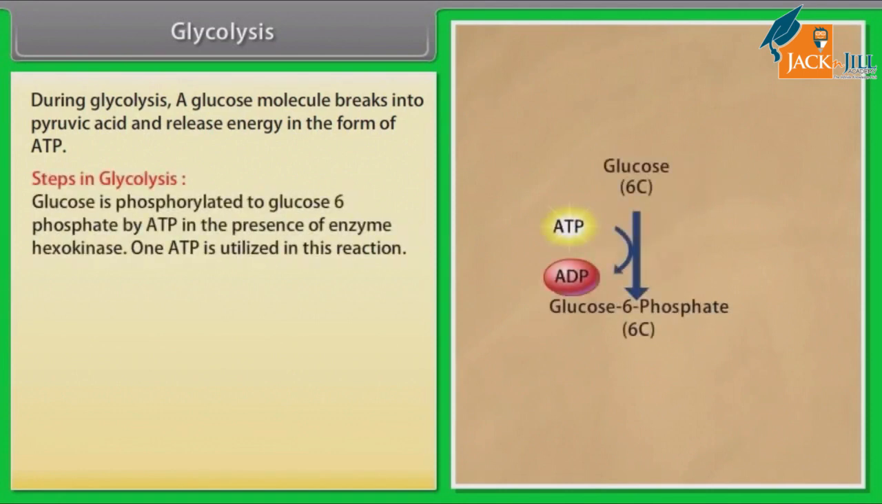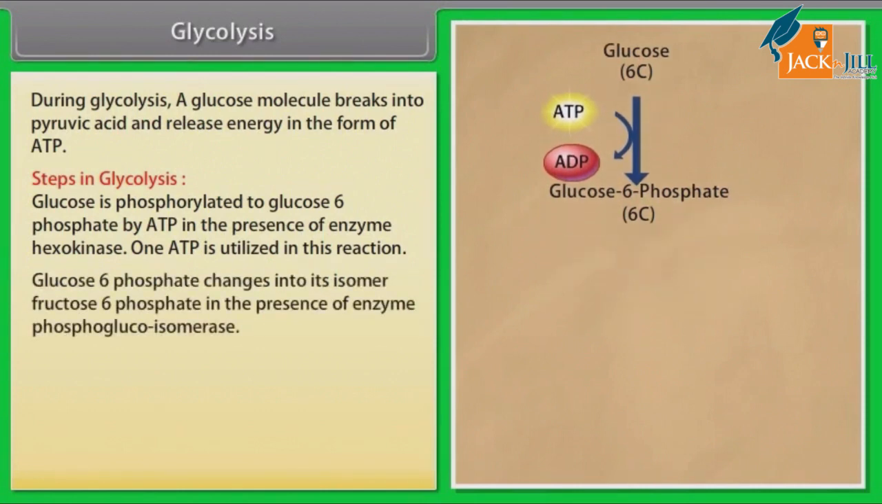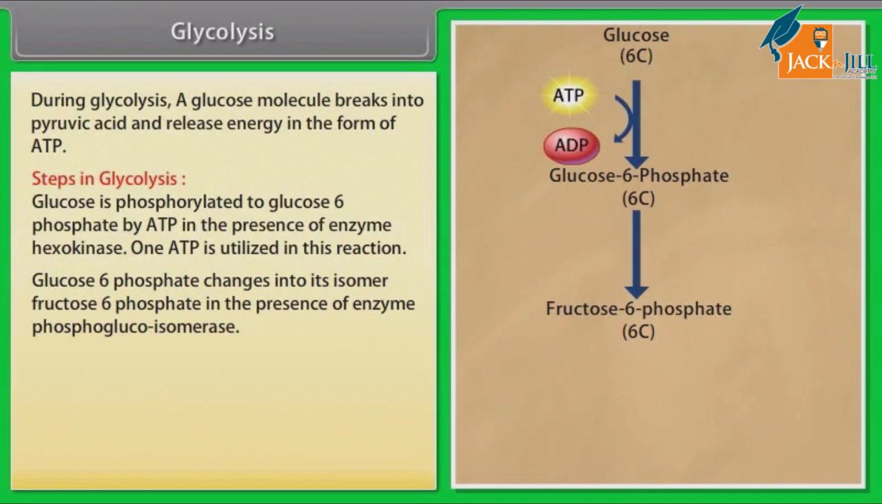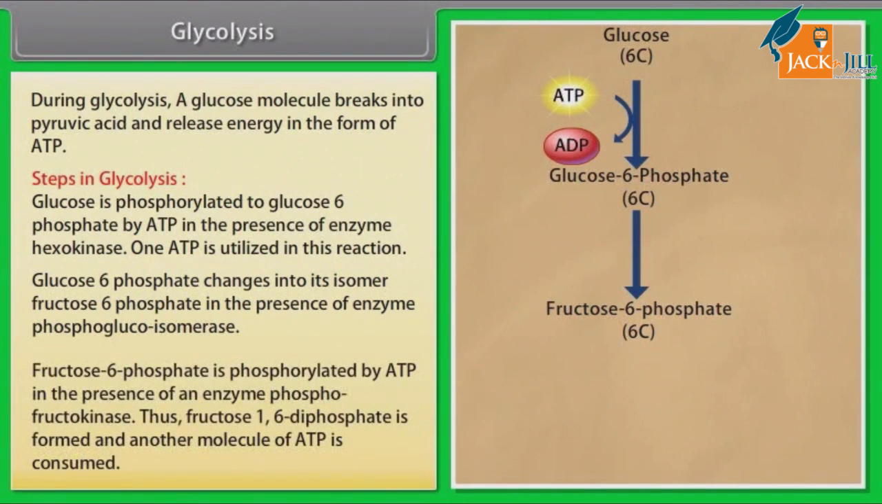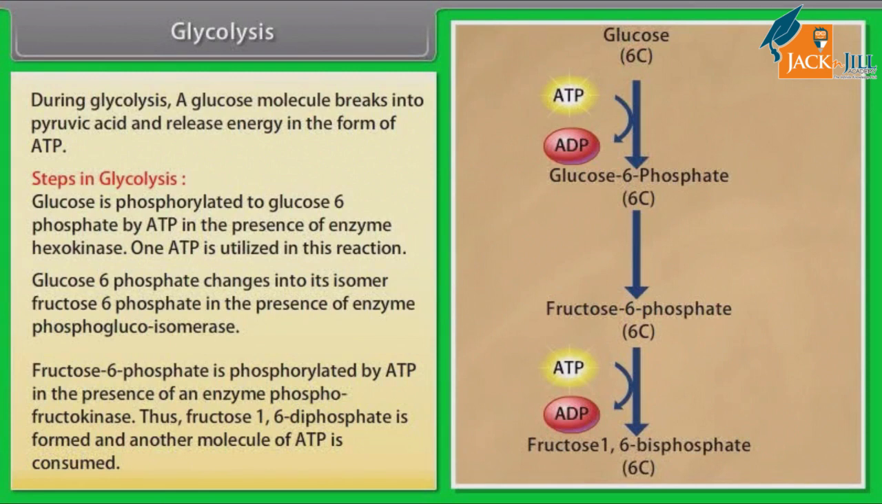Steps in glycolysis. Glucose is phosphorylated to glucose 6-phosphate by ATP in the presence of enzyme hexokinase. 1 ATP is utilized in this reaction. Glucose 6-phosphate changes into its isomer fructose 6-phosphate in the presence of enzyme phosphoglucoisomerase. Fructose 6-phosphate is phosphorylated by ATP in the presence of an enzyme phosphofructokinase. Thus, fructose 1,6-diphosphate is formed and another molecule of ATP is consumed.